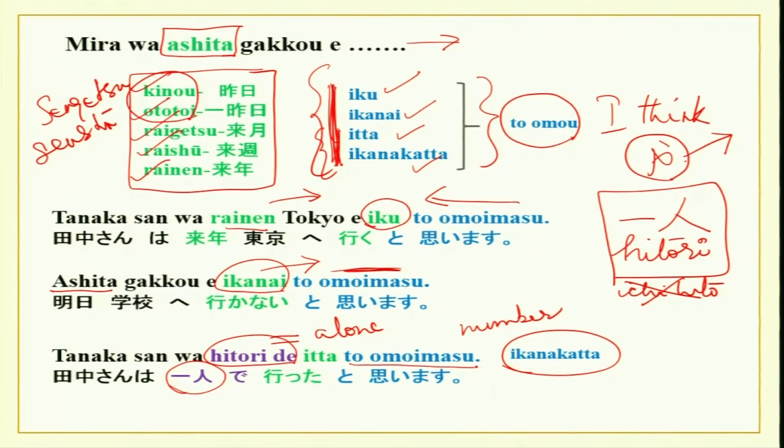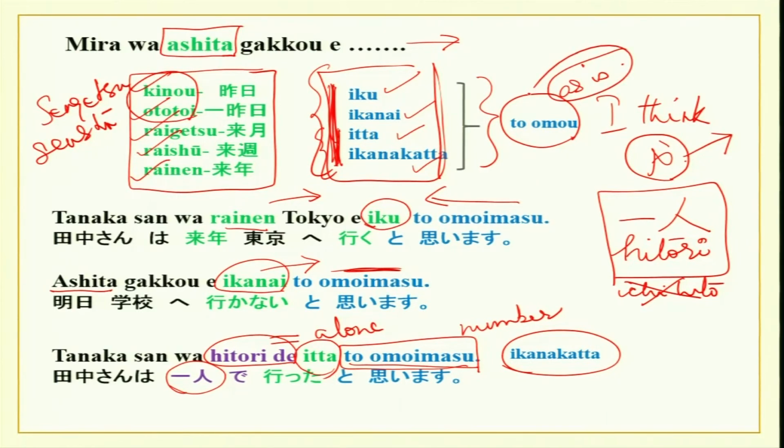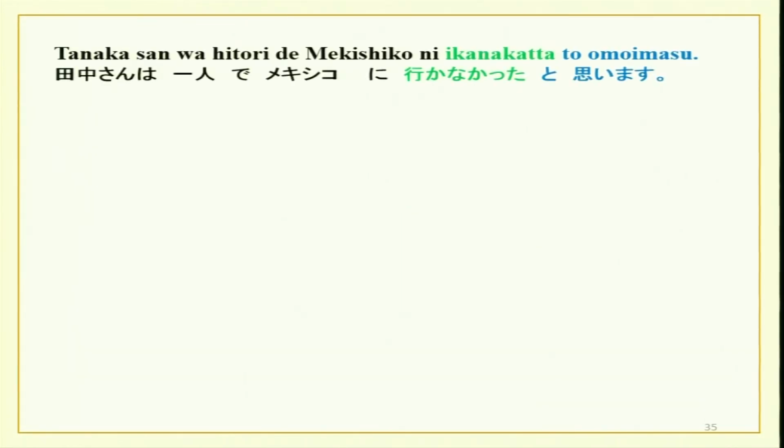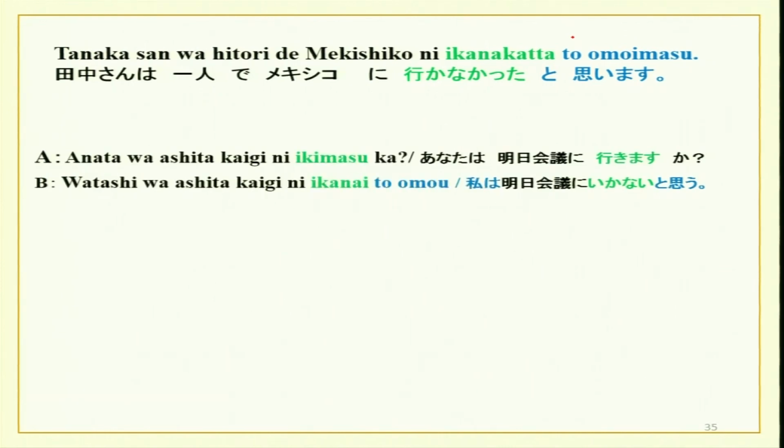So, all along you will see that to omoimasu is not changing, this part is changing. So, this part will change and to omoimasu will remain as is. Now, there is more practice. Tanaka-san wa hitori de Mexico ni ikanakatta to omoimasu. He did not go to Mexico alone.